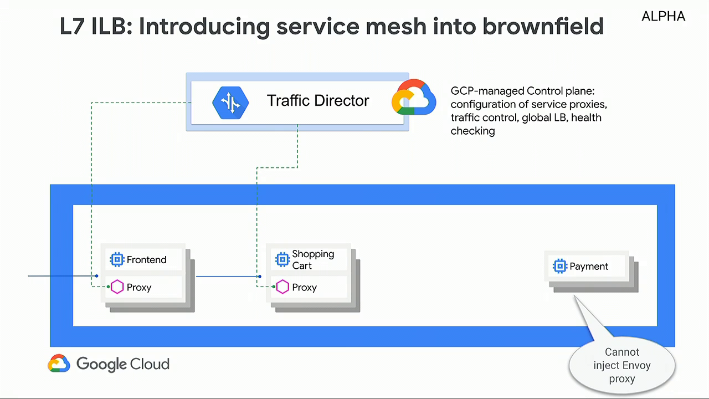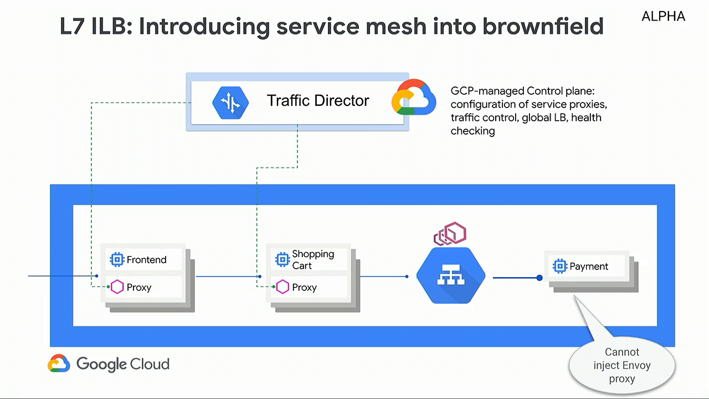Actually, there's another very interesting set of customers who say, I want all of this modernization without having to worry about Traffic Director or Envoy. They say, we have a service where I just cannot inject an Envoy. So what do I do there? That is why we created another flavor called L7 ILB. It looks like any other load balancer to you.